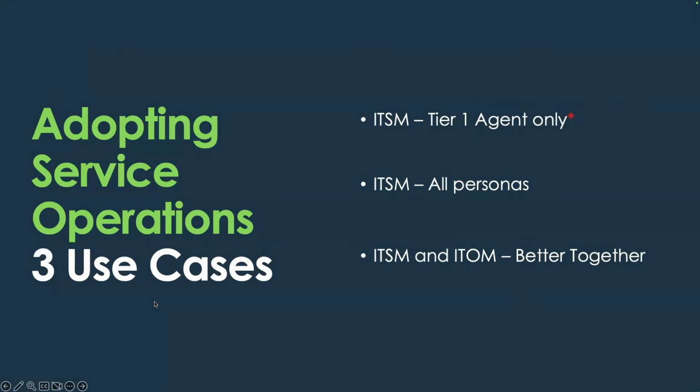So there's 3 use cases for Service Ops Workspace. The one that many may start off with, and we're going to cover today, is a tier 1 agent only. Looking at doing things like responding to interactions, requests, maybe incidents. And then tier 2 is typically where you involve the major incident managers, change managers, problem managers, people that have a little bit more experience with the foundational elements. That'll be the second persona there. We can see ITSM, all personas are involved.